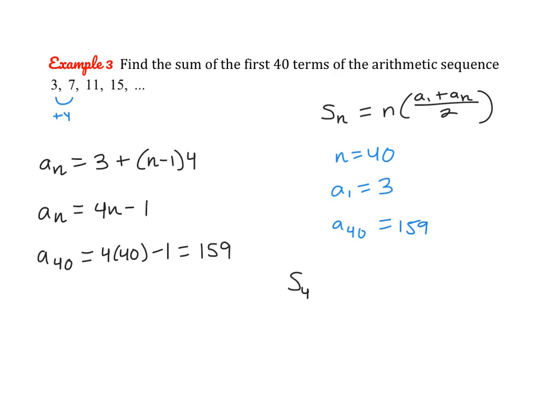So the sum of the first 40 terms is n, which is 40, times a sub 1 plus a sub n all over 2. So that should give us an answer of 3,240.